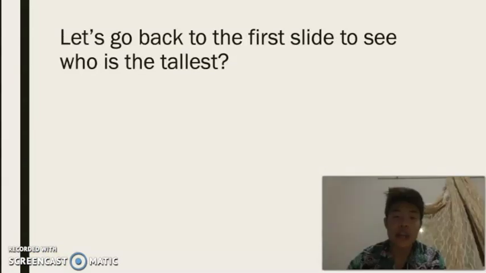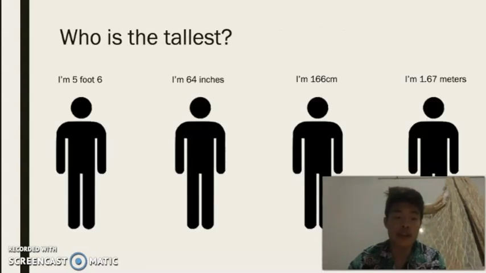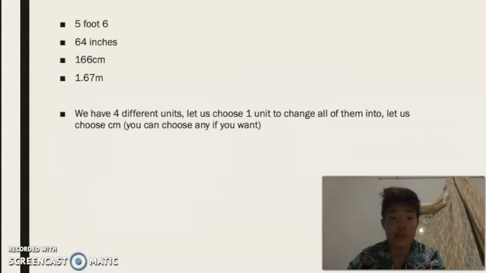Now that we've gone over dimensional analysis, let's go back to the first problem and figure out who is the tallest. Now we have these four guys. The guy's 5'6", another guy's 64 inches, the third guy's 166 centimeters, and the last guy is 1.67 meters. We have four different units, so what I recommend you to do is choose one unit to change all of them into, and I recommend you choose centimeters, although you don't have to.